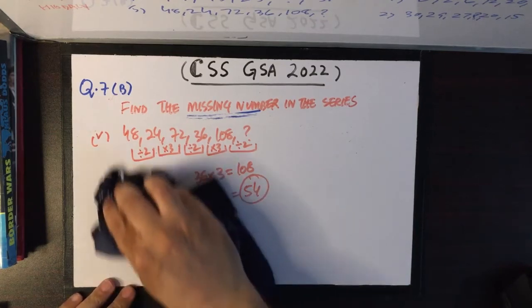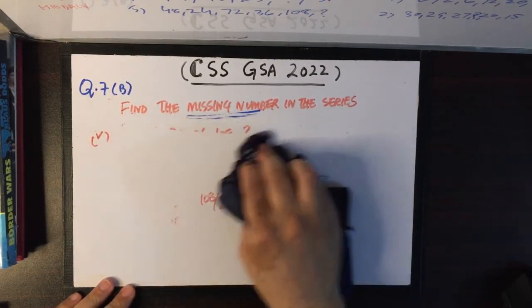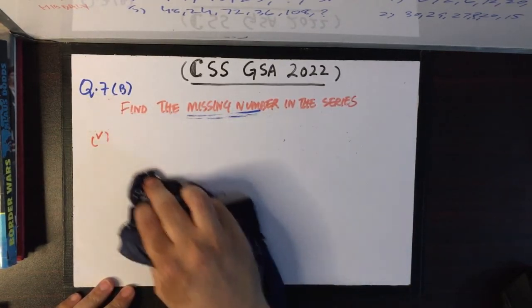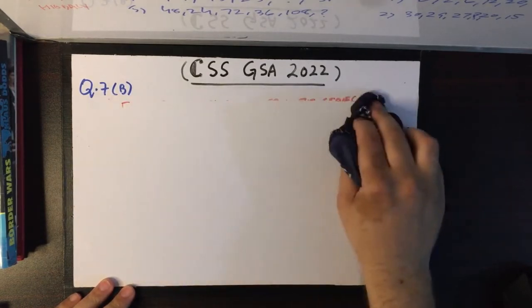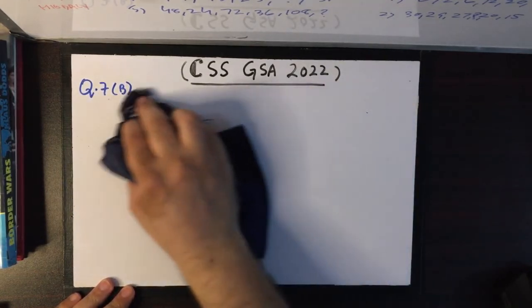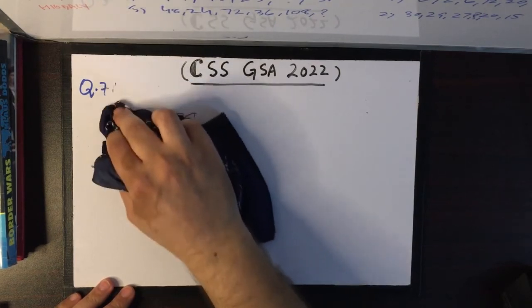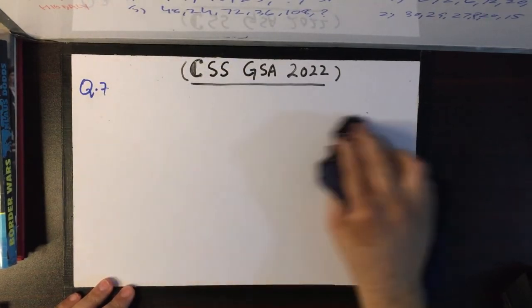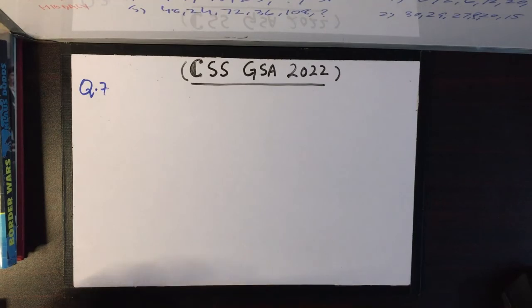That's how you find out a missing number from a series. And there is no rule for it. You just have to practice it, and you just have to find out a relationship between the numbers that are given to find out the number that is not given.